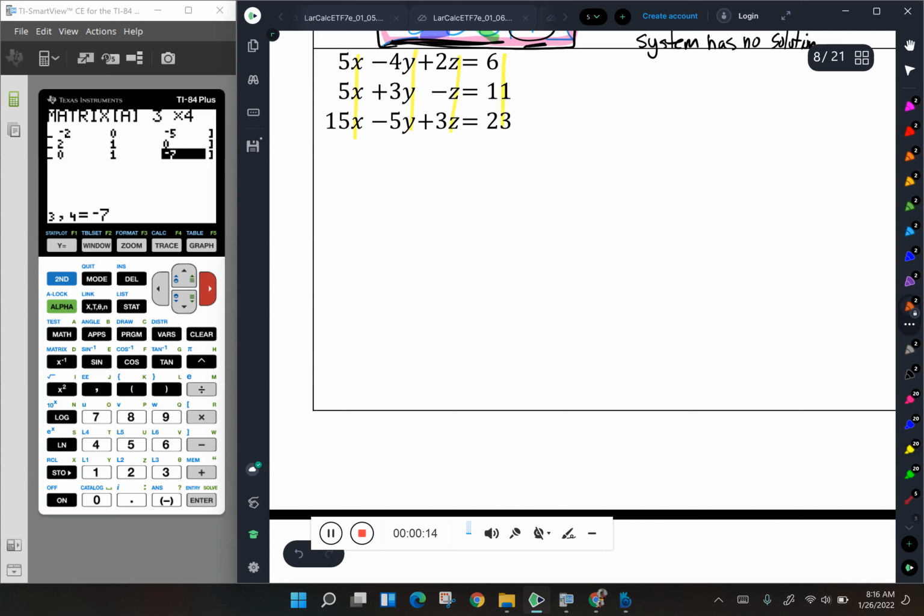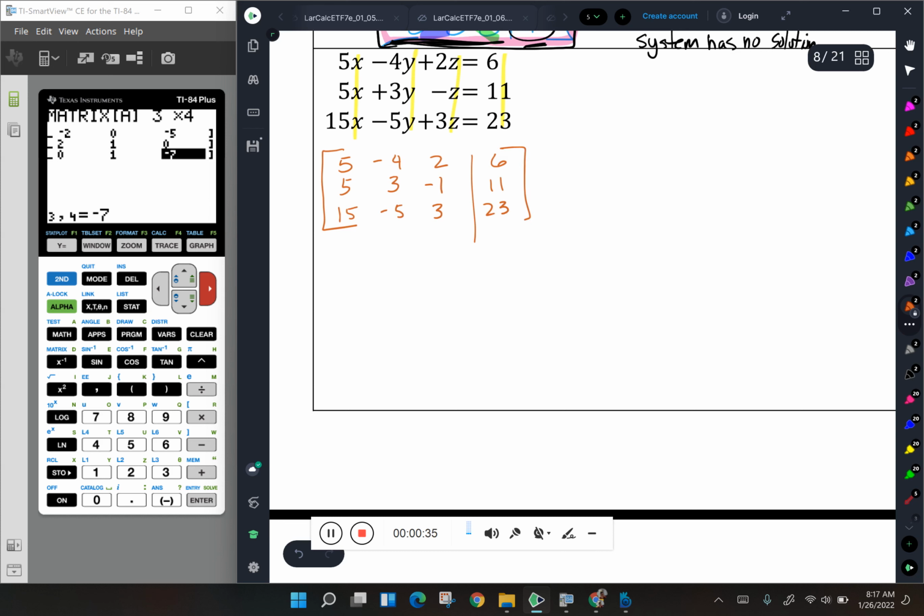Second step is to encode this matrix. So I'm just going to copy it down. The first row will be 5, -4, 2, 6. The second row would be 5, 3, -1, 11. The third row would be 15, -5, 3, 23.